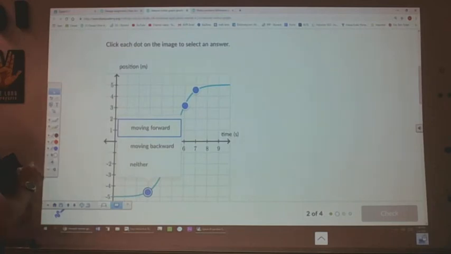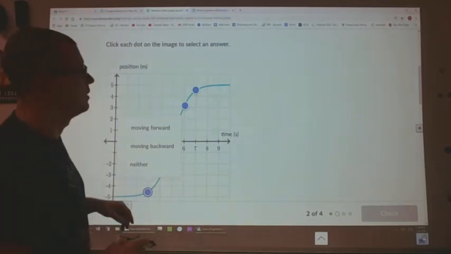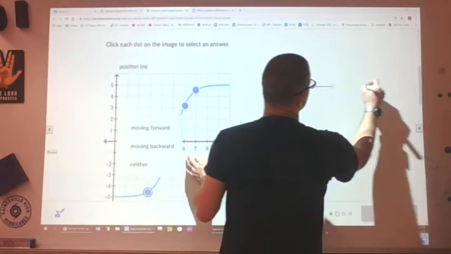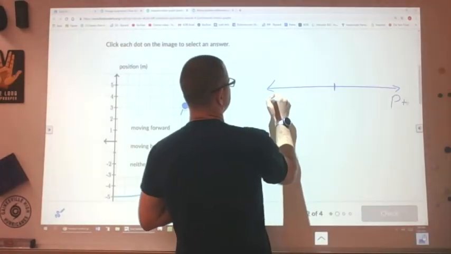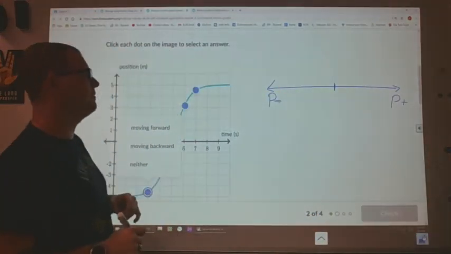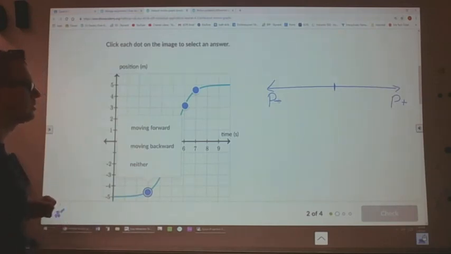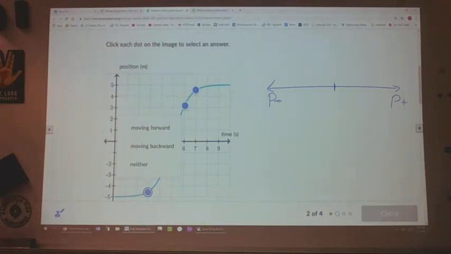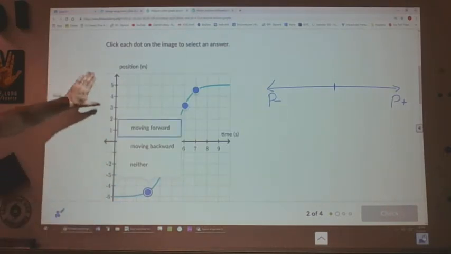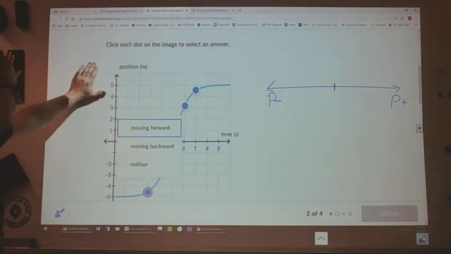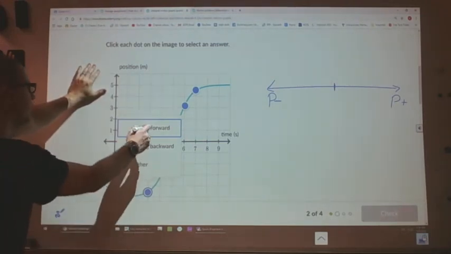So let's diagram this out. Here's where you started. This would be position is positive, position is negative. Then we also want to look at the velocity, how he's moving. So for these, his position is negative, but it's increasing. It's not his velocity. I'm going to say he's moving forward.